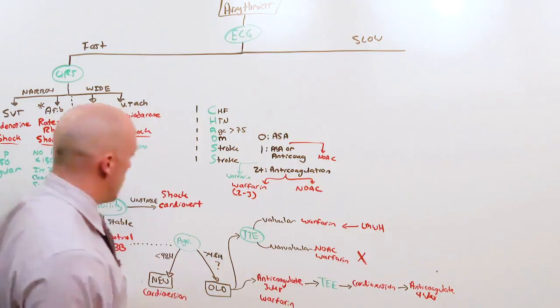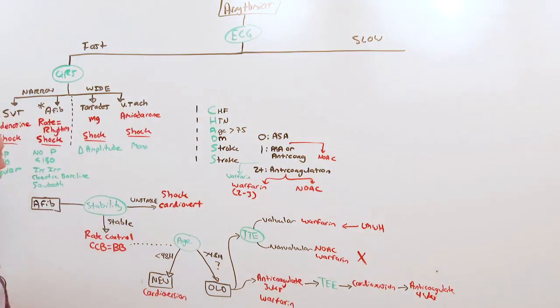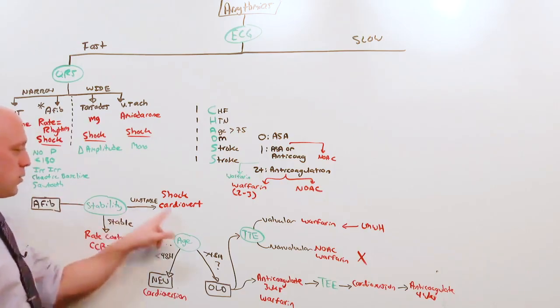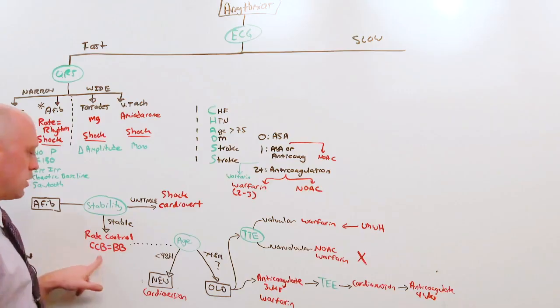Let's go back through AFib one time before we move on to the slow rhythms. When someone comes in with AFib with RVR in the ER, you decide unstable or stable. If unstable, you shock them. Stable, give them a calcium channel blocker or beta blocker.